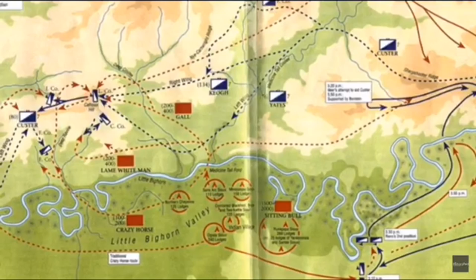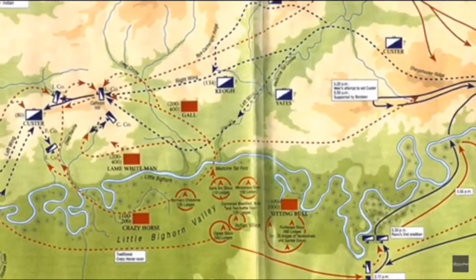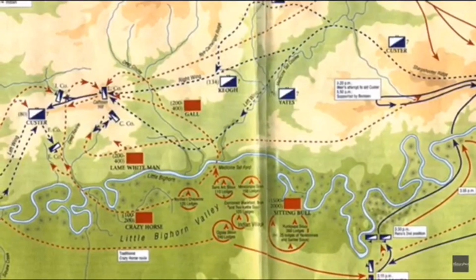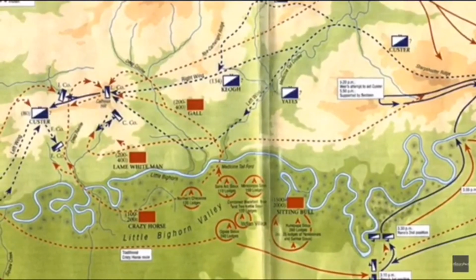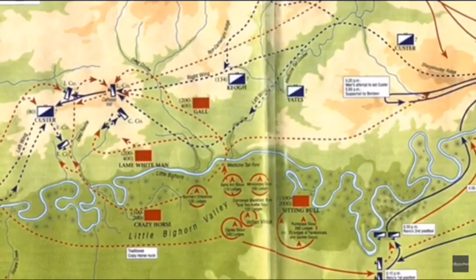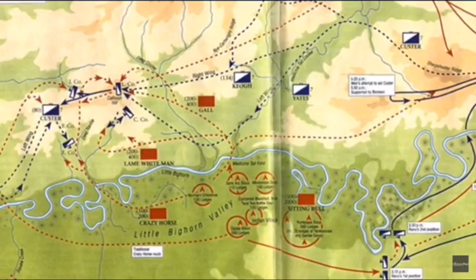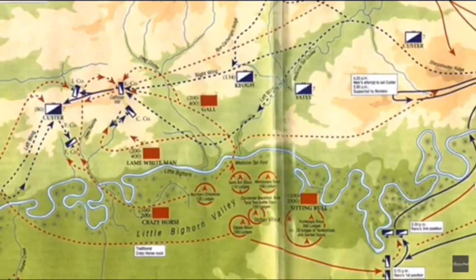Determined to drive the natives back to the reservations, the U.S. Army dispatched cavalry to engage them. When Custer, leading the 7th Cavalry Regiment, spotted a Sioux camp on the 25th of June, he decided to attack it with his 600 men.